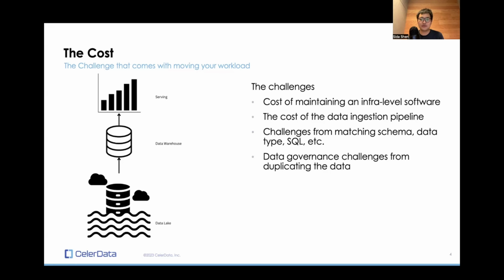And most importantly, you're copying your data out of the data lake. There's no more single source of truth on your data lake. And this is really challenging for data governance. It actually breaks the fundamental promise of the data lakehouse architecture.